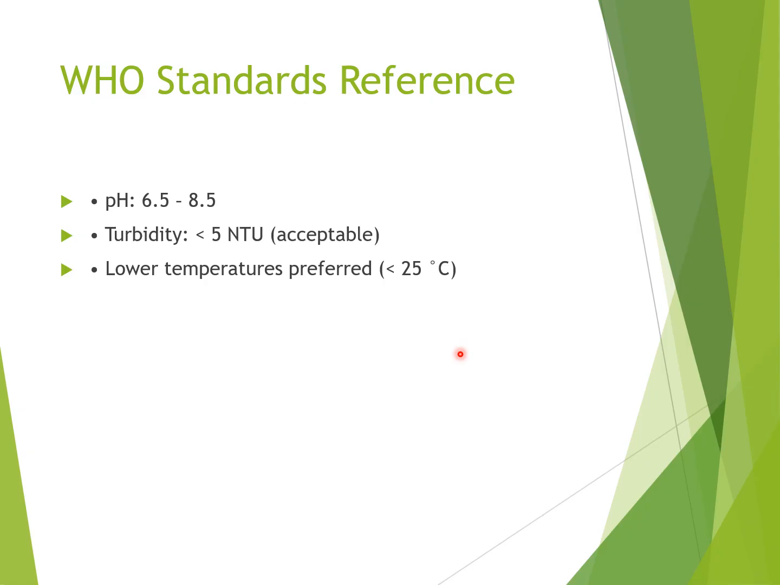According to the WHO guidelines, the acceptable pH levels are between 6.5 and 8.5. Turbidity should ideally be below 5 NTU, and lower water temperatures are generally preferred. These standards are used as a benchmark for evaluating the sample data.